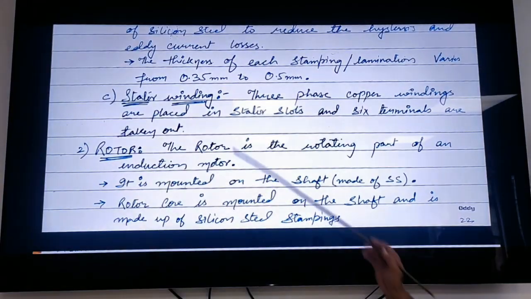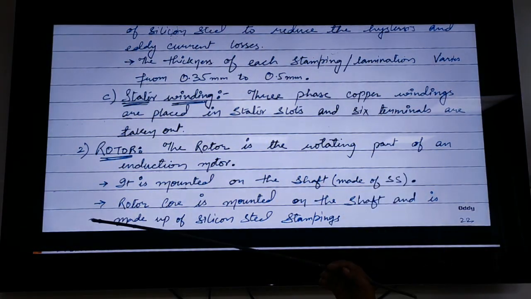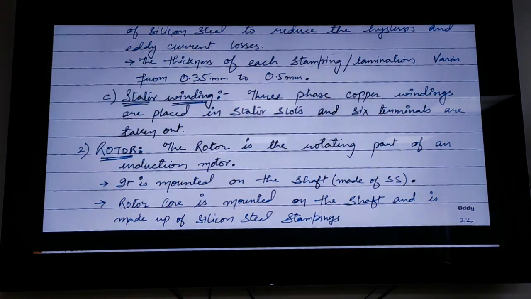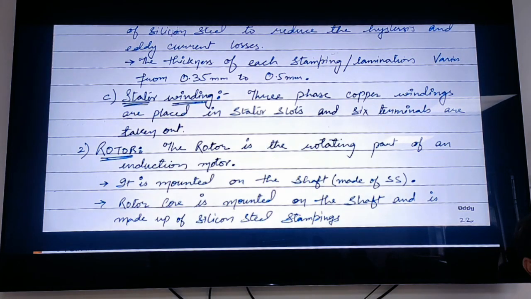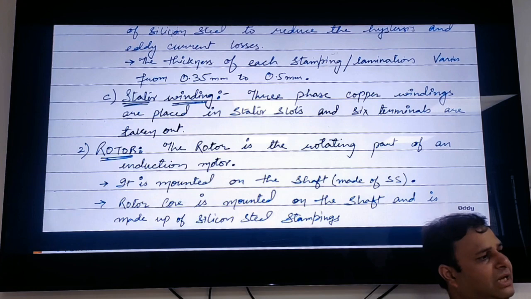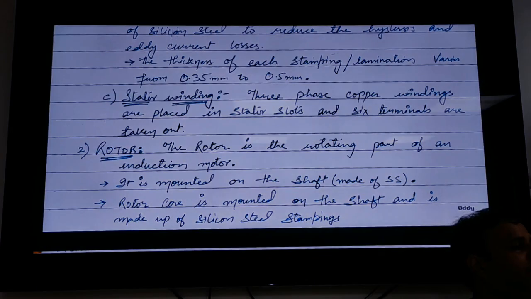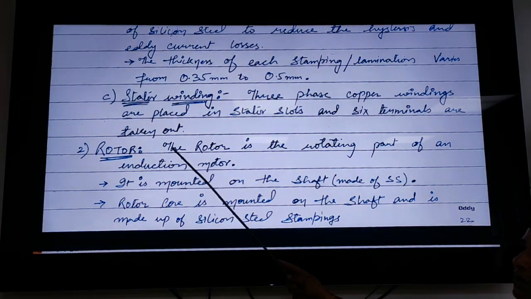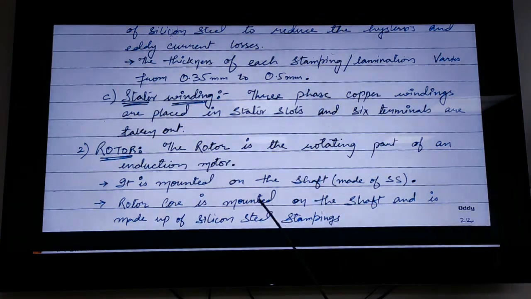Okay. Now, that's all about the stator. Now we are coming to the most important part, which is the rotor. And let me tell you one more thing: the stator is the same for synchronous and induction motors; only the rotor differs. Coming back to the rotor, it is the rotating part of an induction motor.